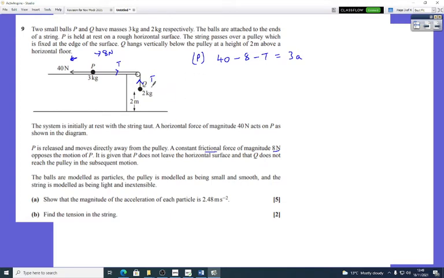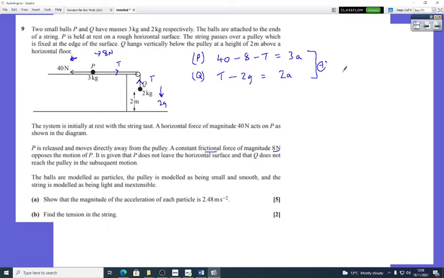Now let's look at the forces acting on Q. The weight is acting down, so that's 2G, and the tension is pulling it up. The only force going against the tension is its weight, 2G, and that's going to be 2A, which is the mass times acceleration. Now we can add these two equations together. By adding them, you get rid of these tensions.